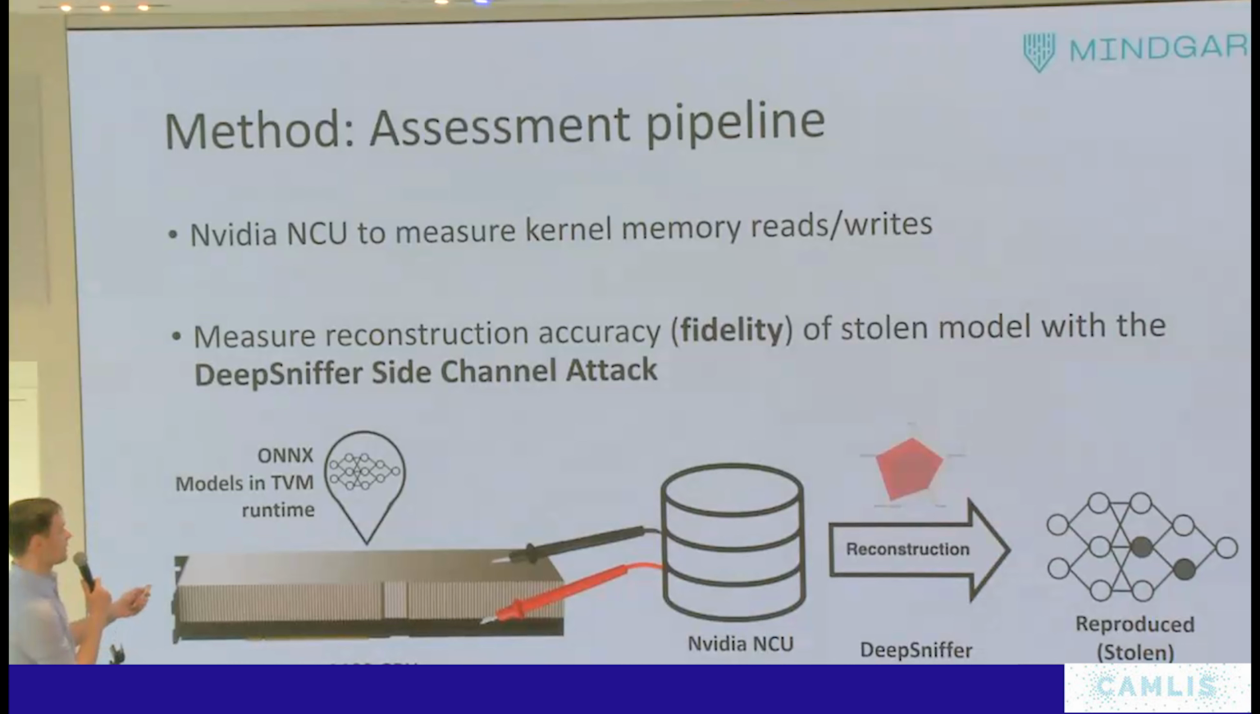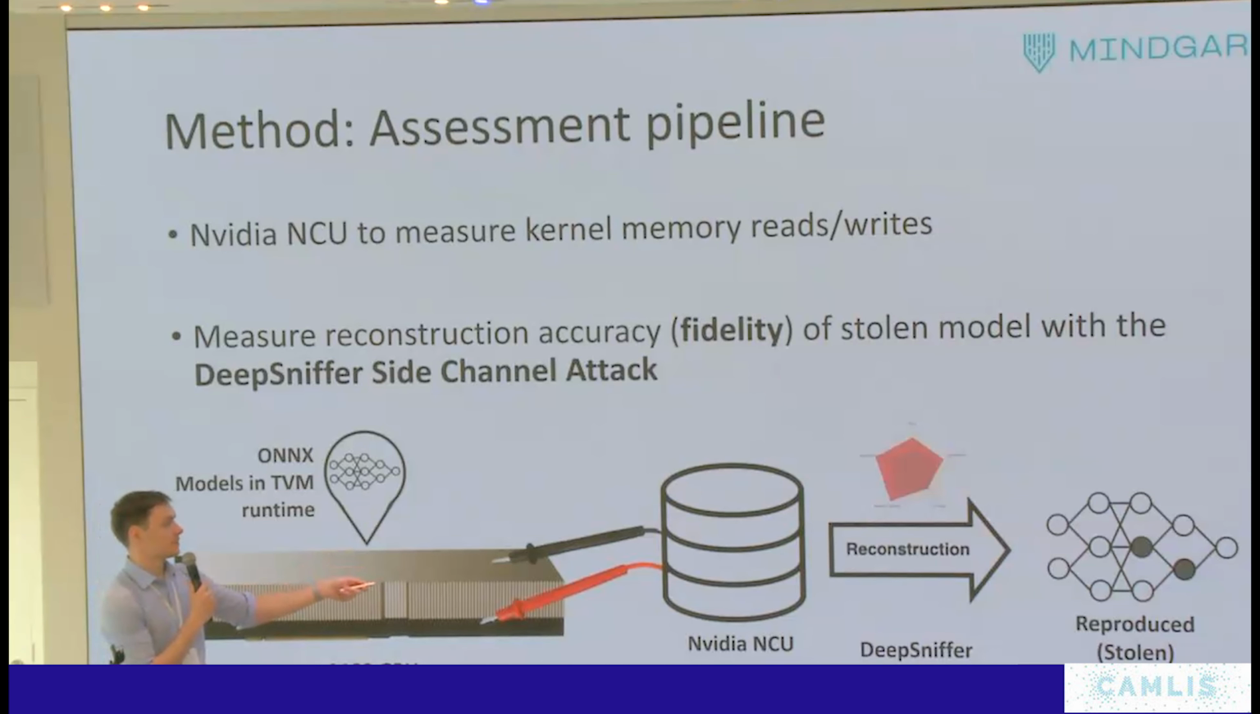So my assessment pipeline was, going back to the diagram we had earlier, in my case, we're on an A100 GPU, running models in the ONNX runtime, measure some parameters, measure the processes using the NVIDIA NCU tool, and then with the output of the NVIDIA NCU tool, run that through the DeepSniffer attack, and then reproduce the model at the end and see if the architectures match.